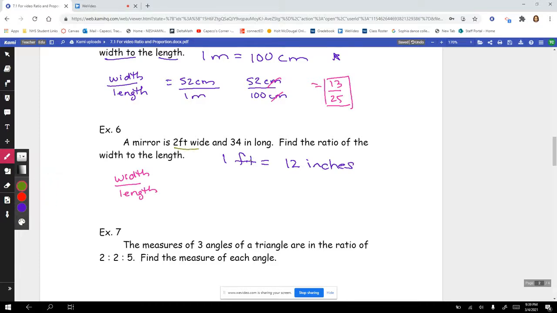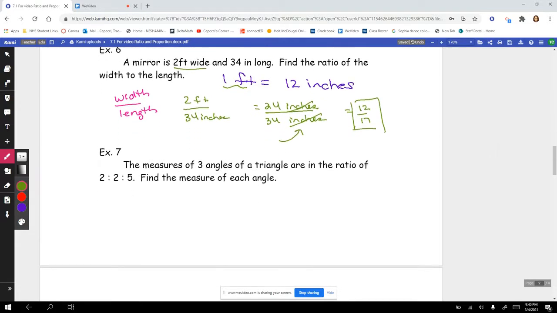My width, it says, is 2 feet, and it's 34 inches long. And as you know, 1 foot is the same as 12 inches. So that 2 feet on the top is going to become 24 inches, and on the bottom, I have 34 inches. So again, I can cancel my inches because they're the same, and that simplifies to 12 over 17. That's my ratio. Again, I can't cancel those units until they're both the same.